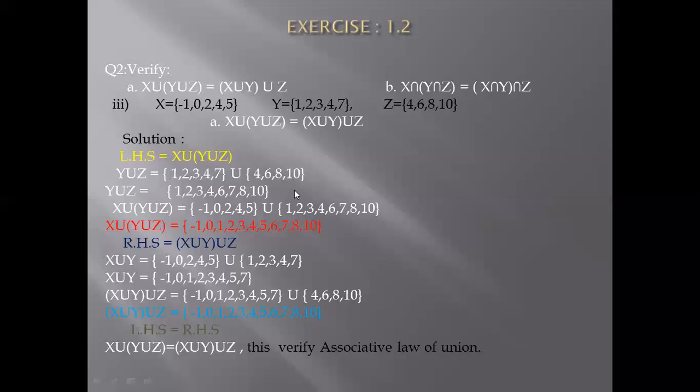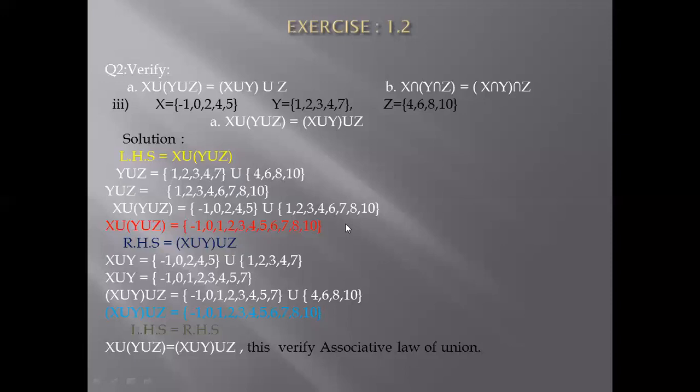Now we take X union Y union Z. First we write the elements of X, then union, then the new set we have already found, Y union Z, and the answer is minus 1, 0, 1, 2, 3, 4, 5, 6, 7, 8, and 10.